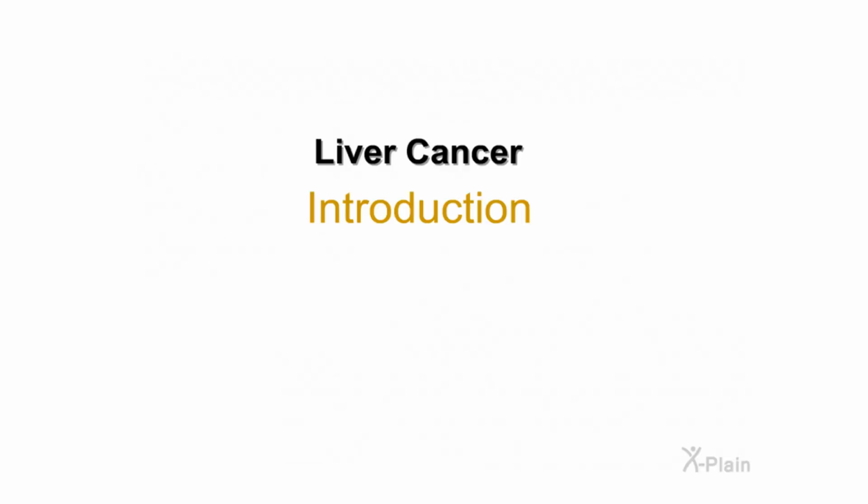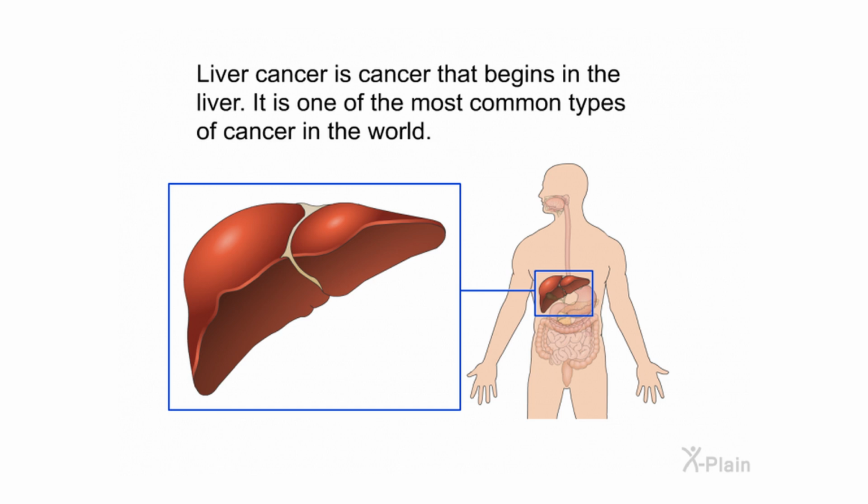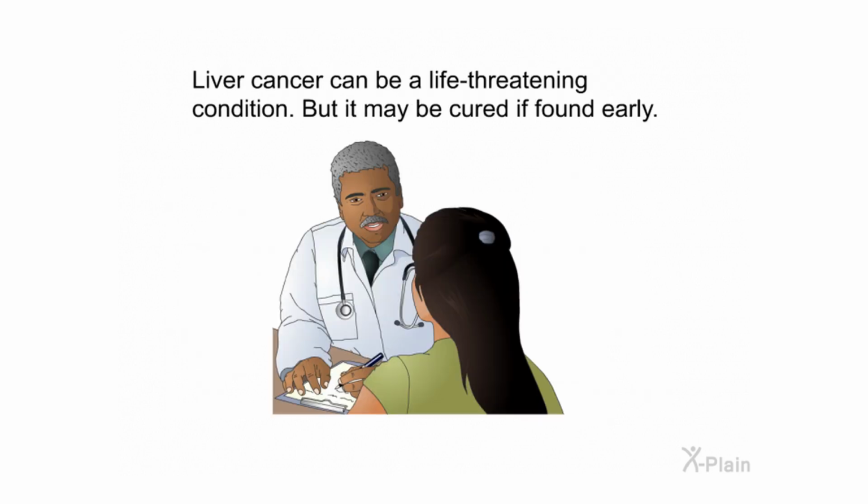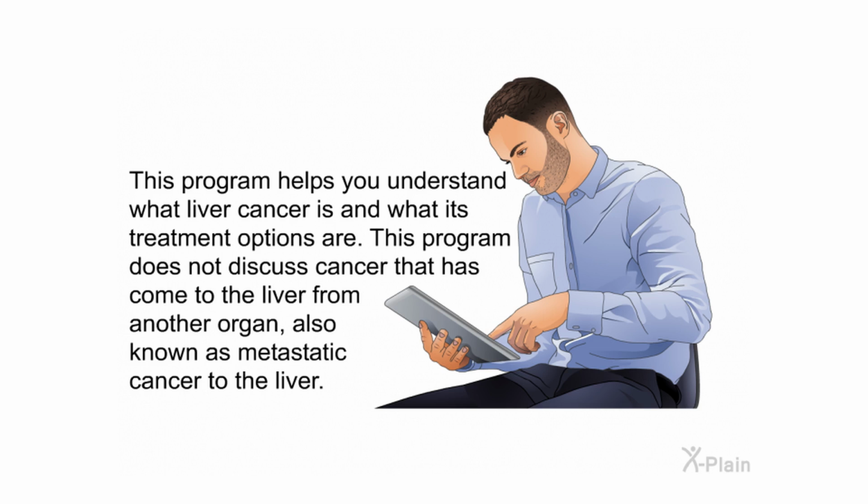Liver cancer. Introduction. Liver cancer is cancer that begins in the liver. It is one of the most common types of cancer in the world. Liver cancer can be a life-threatening condition, but it may be cured if found early. This program helps you understand what liver cancer is and what its treatment options are. This program does not discuss cancer that has come to the liver from another organ, also known as metastatic cancer to the liver.